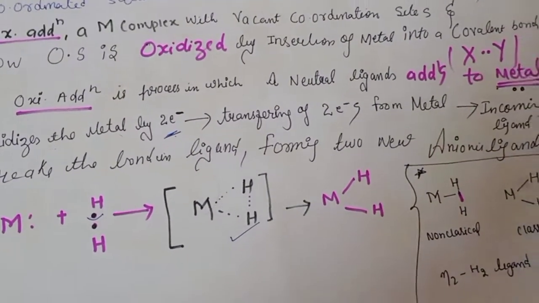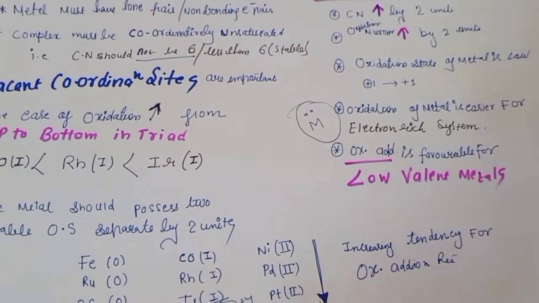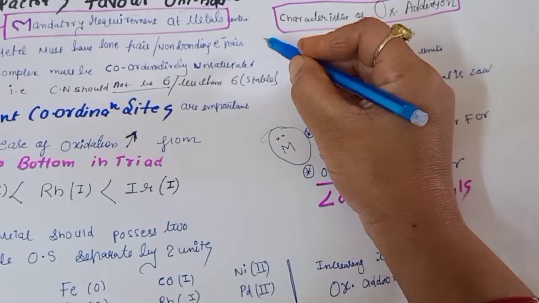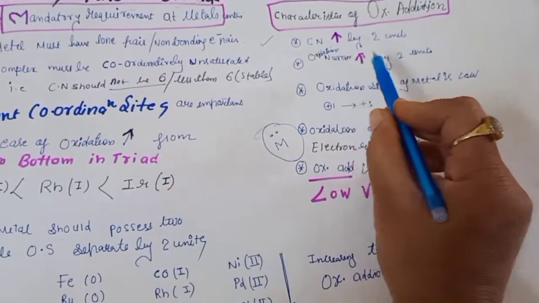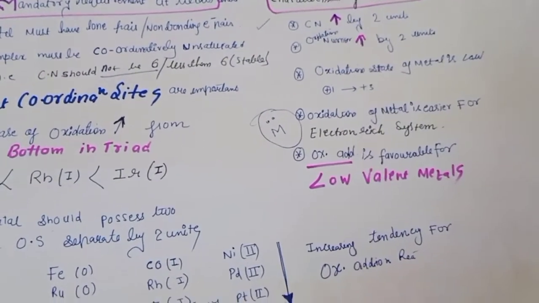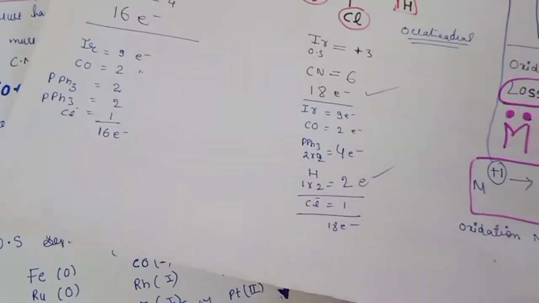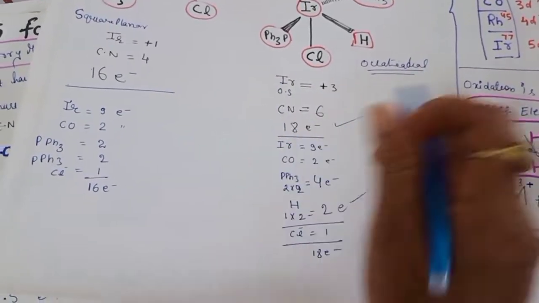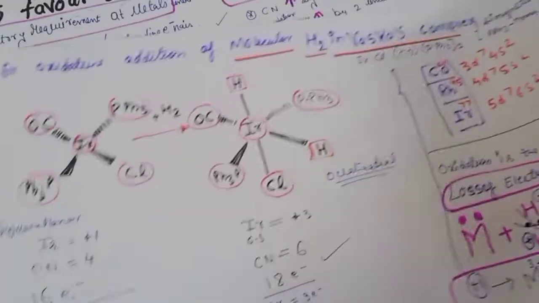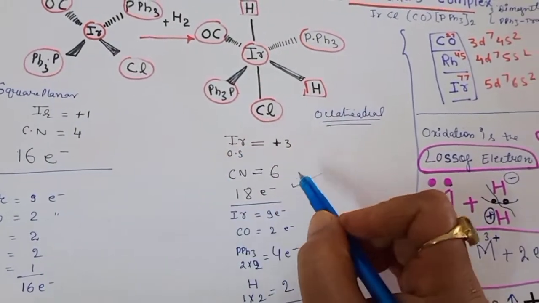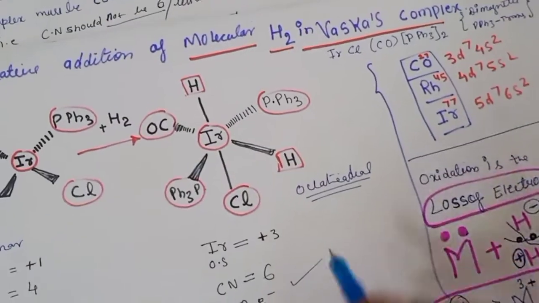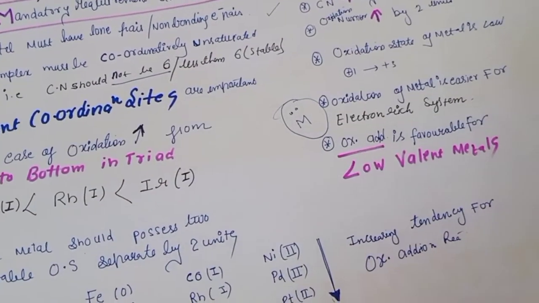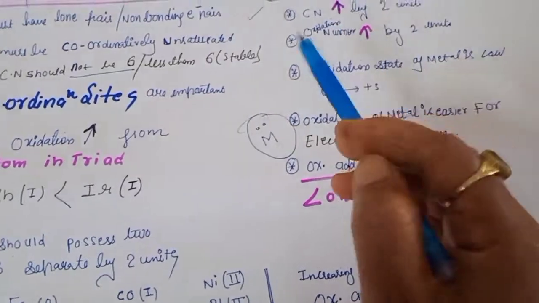Now we can see the main important characteristics of the oxidative addition reaction. The coordination number increases by 2 units. As we saw in our example also, the coordination number was 4, it comes to 6. Then the second point is that the oxidation number increases by 2 units, from +1 to +3.